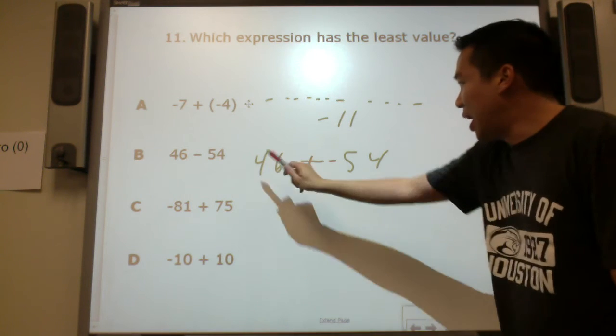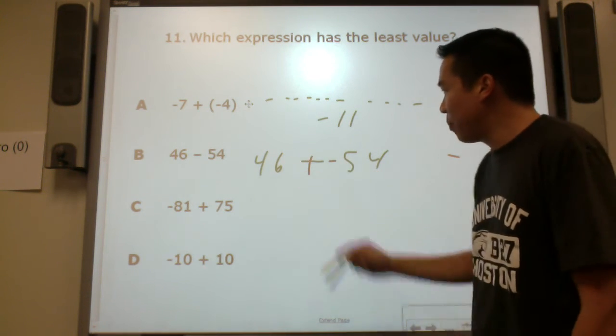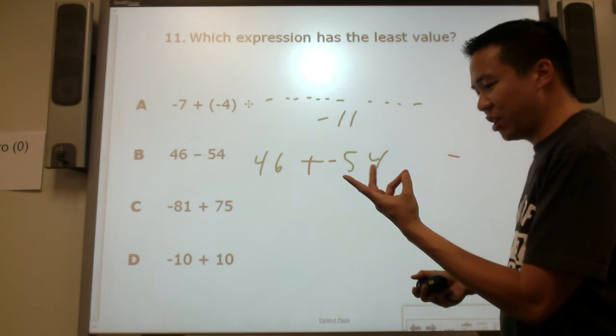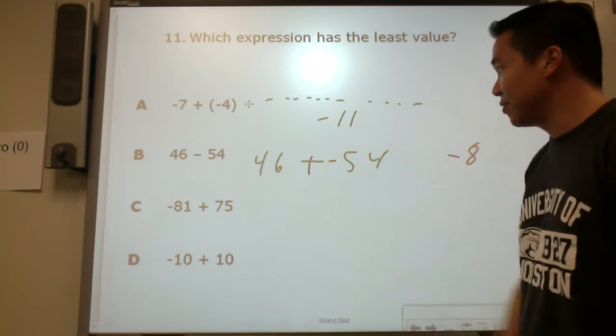Do I have more positive or more negatives? I have more negatives. How many more negatives do I have than positives? 47, 48, 49, 50, 51, 52, 53, 54. I have 8 more negatives than positives.